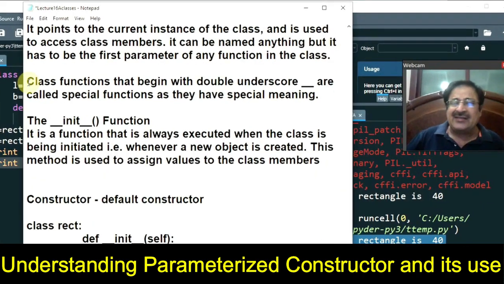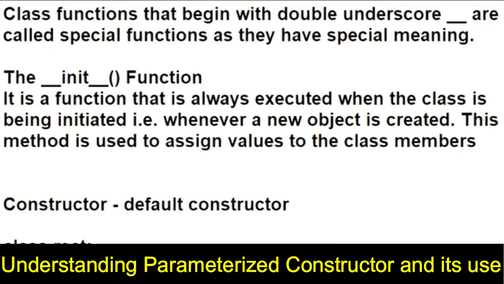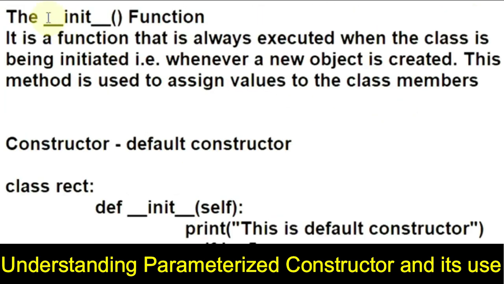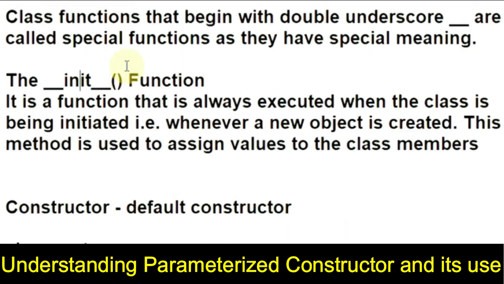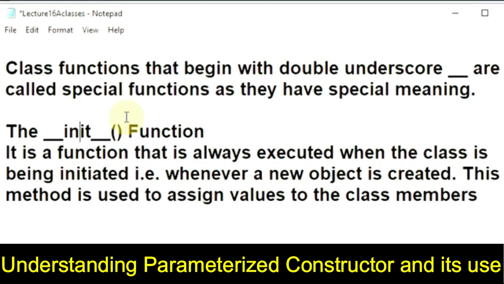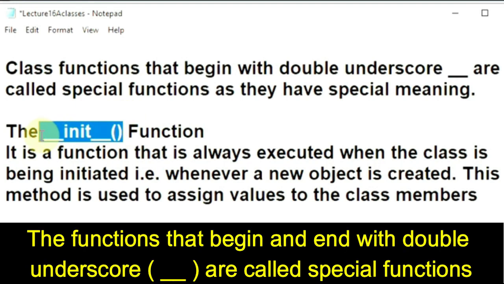Now a class has some special methods which begin and end with double underscore, and one of those special methods is init. This function is automatically executed when an object is defined. That means you don't have to invoke this init method. The moment an object of a class is defined, Python will search for this method, and if it is there, it will be automatically executed.